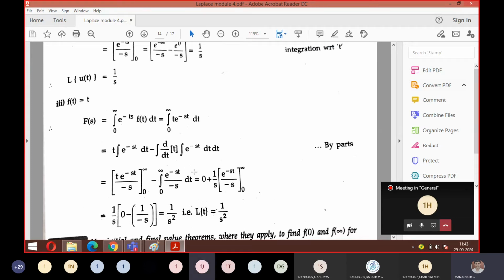Delta of t, u of t, and t. See, it looks simple, but once you write it on paper, you will come to know where you are not understanding. After I have shared this with you, did I share this?